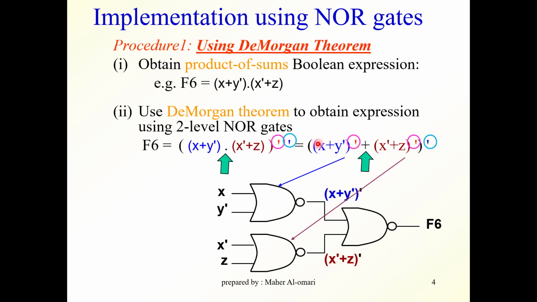Now this term can be implemented using this NOR gate. And this term can be implemented using this NOR gate. And these two terms are ORed together, and then we have an inverter at the output. So this is the circuit that implements this function. Notice that the implementation here resulted in two levels of NOR gates. This is the first level here, and the second level is here.